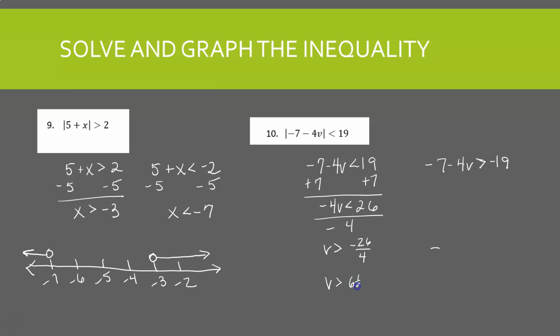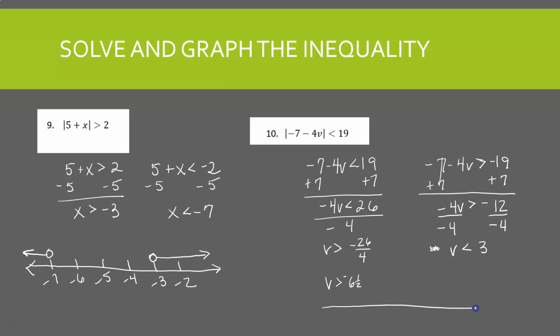Six and a half, at the negative side. Okay, this side I'm going to add 7. So I have negative 4v is greater than negative 12. Now I'm going to divide each side by negative 4, which means I have to flip the sign. So I have v is less than 3.